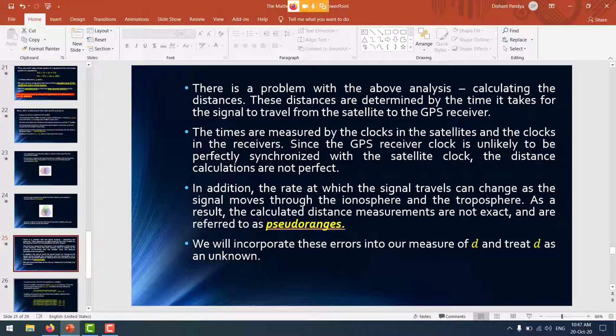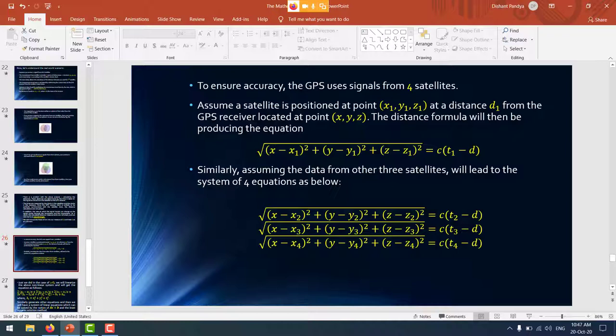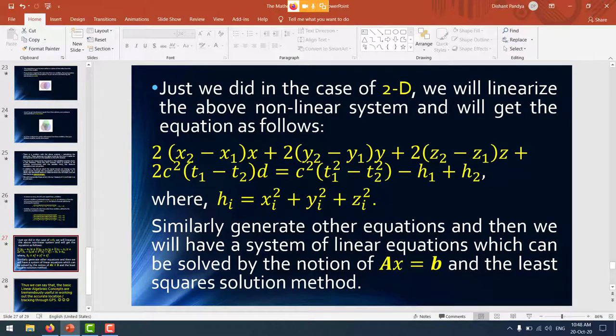So we obviously need to incorporate this error term here. Okay, and to incorporate this, we will have a simple formula. On the left-hand side, you have a satellite, which is positioned at x1, y1 and z1, and you are considering a distance d1 from the GPS receiver located at point x, y, z. Then the distance formula will give you this: square root of (x minus x1) squared plus (y minus y1) squared plus (z minus z1) squared is equal to C times (T1 minus D), that already we have discussed. Okay, so basically this is the formula for the first satellite. Similarly, you can consider the remaining formulas from the other satellites. So if you consider four satellites at a time, you will have this system of four equations. Okay, and there you have these four parameters x, y, z, t, and obviously the fifth one, that is the error D.